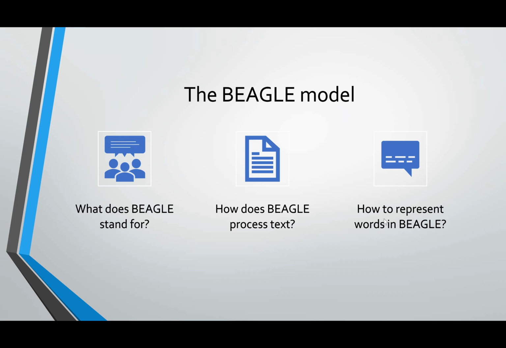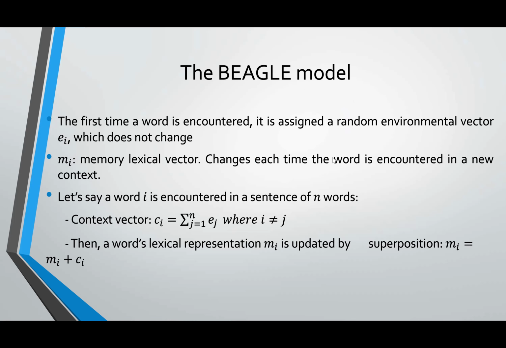Words are represented, as we said, by high-dimensional holographic vectors. The first encounter assigns a random environmental vector. The environmental vector e_i remains constant throughout subsequent encounters. The memory lexical vector m_i undergoes changes each time the word is encountered, adapting to a new context.